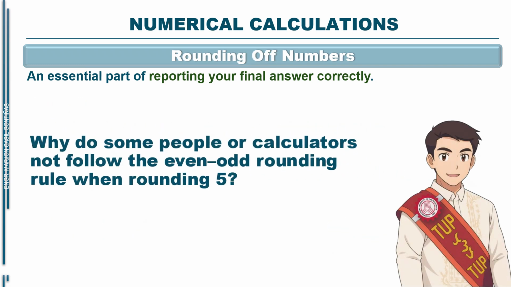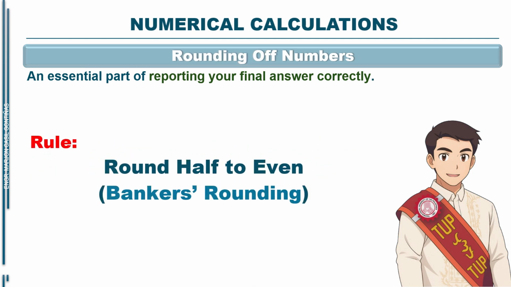Why do some people or calculators not follow the even-odd rounding rule when rounding 5? That rule does exist. It's called round half to even, also known as banker's rounding. But here's the catch. There are multiple rounding rules and not all people or tools use the same one.